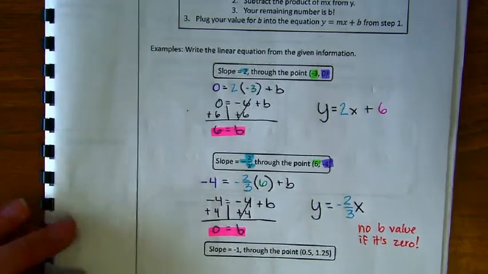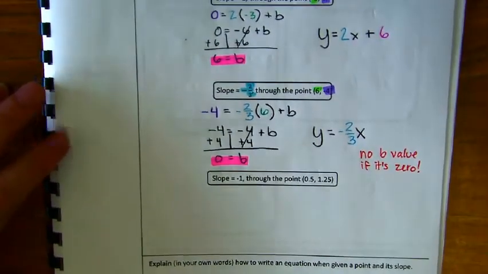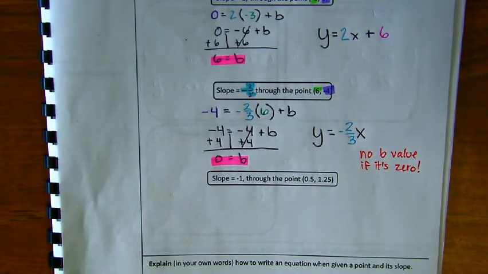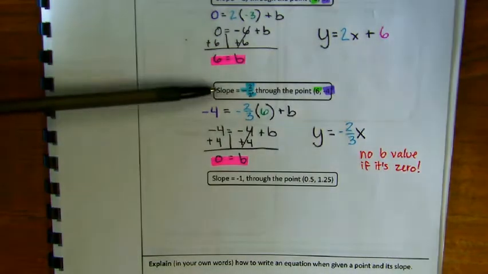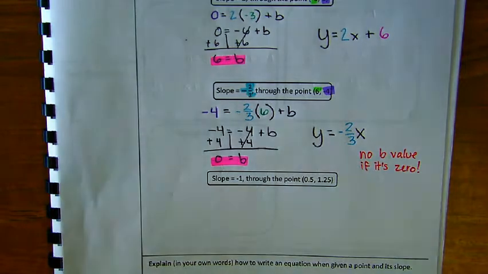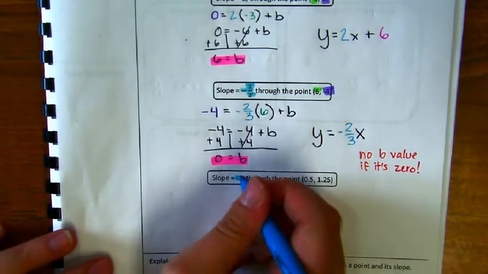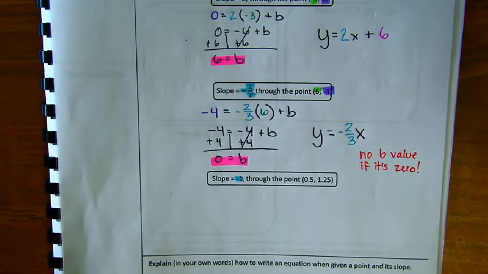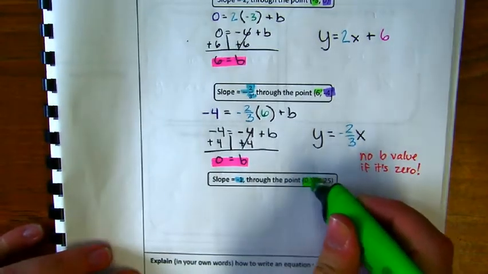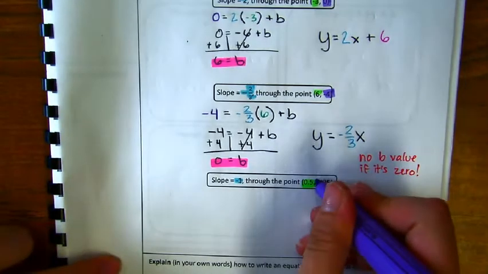Let's look at our last example here at the bottom. This time we've got some decimals in there. We went from whole numbers to including fractions, and now we're going to include some decimals. It does not matter if you have fractions or whole numbers or decimals. Everything is the same. Our slope is negative 1. Our x value is 0.5. And our y value is 1.25.